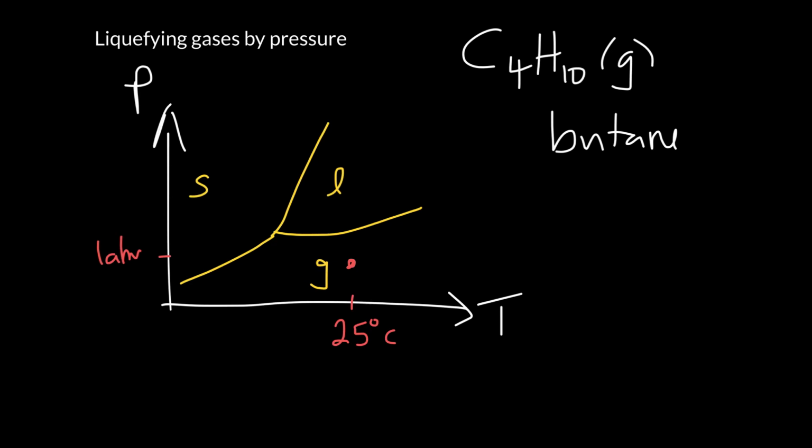And so if we raise the pressure, essentially we are moving in the vertical direction here. And so if we move the pressure up to say 5 atmospheres, let's say, maybe it corresponds to this point right here, we've essentially turned it into a liquid. And we know that liquids have a much smaller volume than gases, so we can squeeze a lot more butane in a lighter, let's say this way.